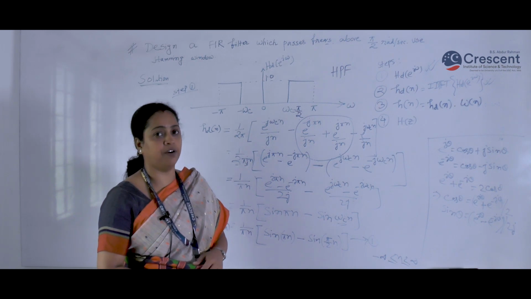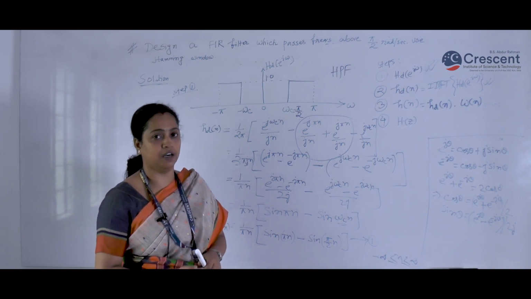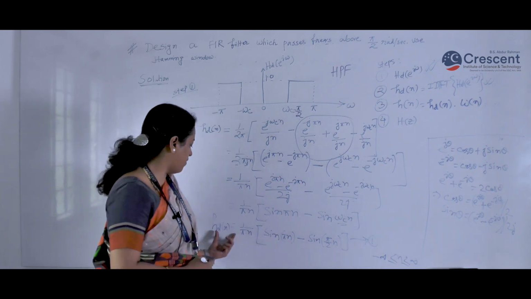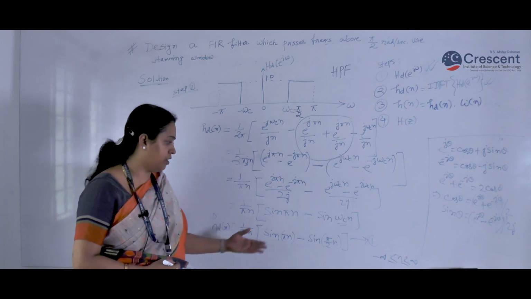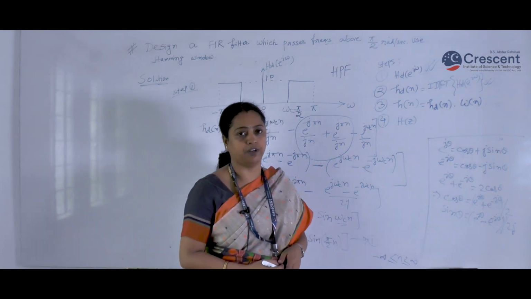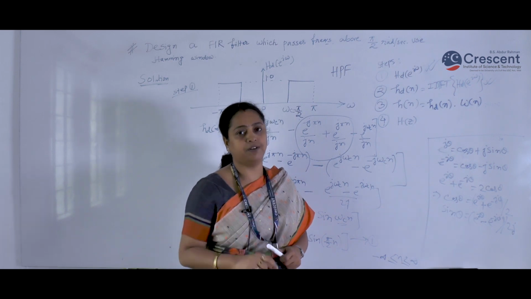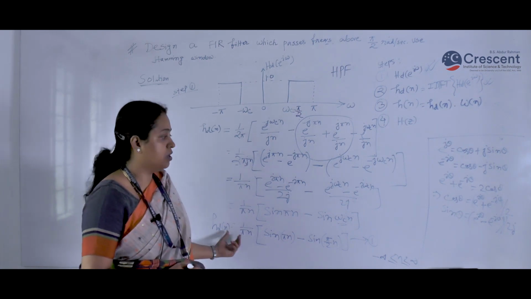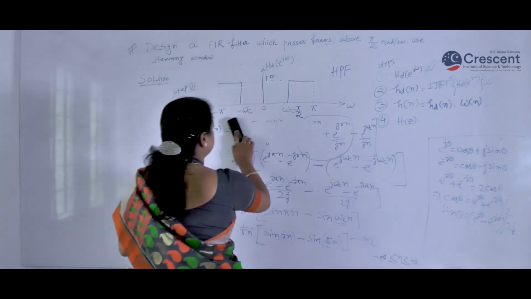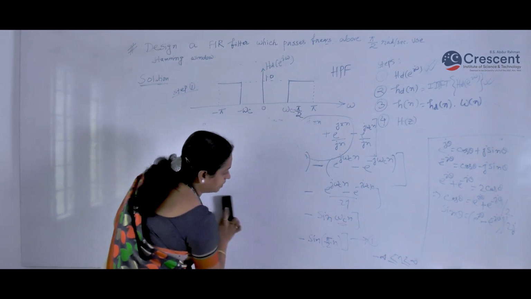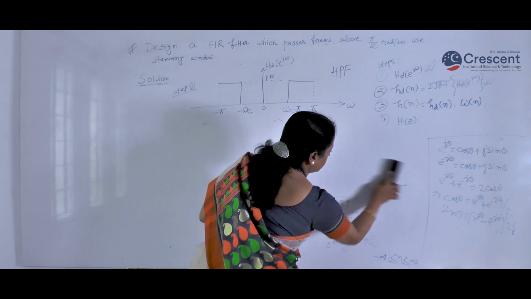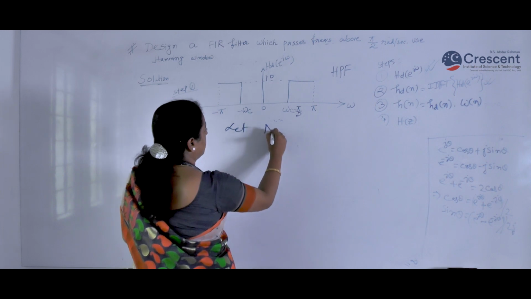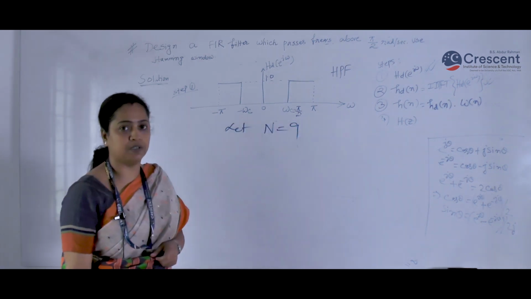This hd of n, what we have computed here, is of infinite duration, from minus infinity to plus infinity. Now when we are going for FIR filter design, which is of finite duration length, that h of n will be of finite duration. So we need not find out the values of hd of n for the infinite sequence. Only for the specified order of the filter we can find the value of that many hd of n samples. So let us consider, we need to design a filter of order N equal to 9. We are going to find out now 9 samples of the filter.